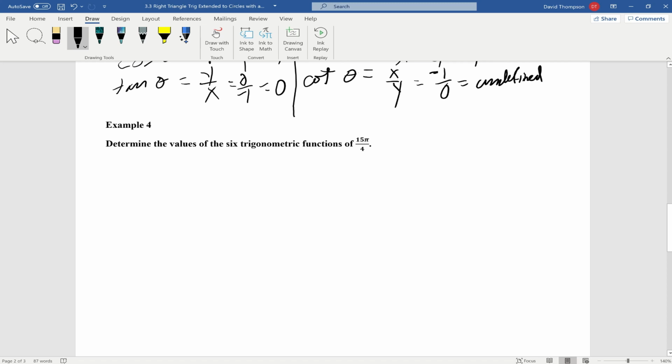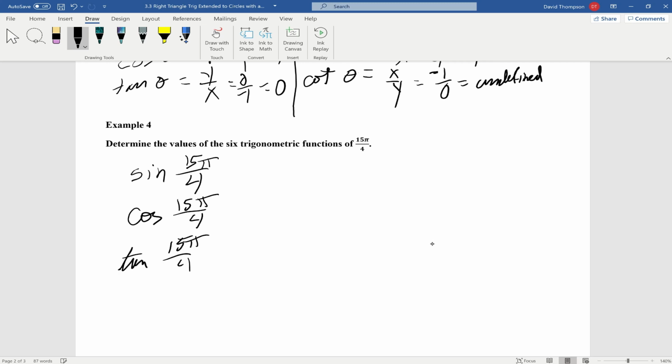And we're done with example 3. Example 4: Determine the values of the 6 trigonometric functions of 15 pi over 4. So let's write down our problem: sine of 15 pi over 4, cosine of 15 pi over 4, tangent of 15 pi over 4, cosecant of 15 pi over 4, secant of 15 pi over 4, and cotangent of 15 pi over 4.